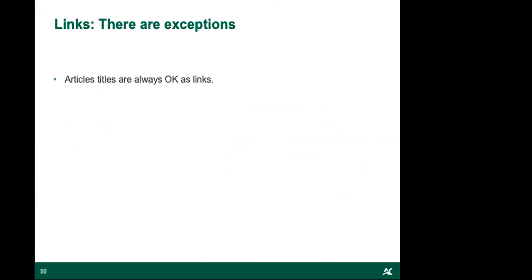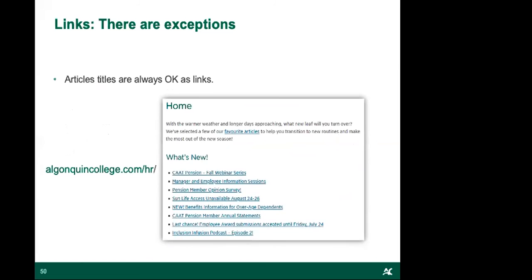For example, article titles. This is the homepage of the HR website, and you see that there are lots of links there and daily news articles. And the users using assistive technology can figure this out because first, there is a proper heading right there, "What's new". It's not just a bolded sentence. And the links are added to a proper bullet list. So this is great. This is a very accessible work.